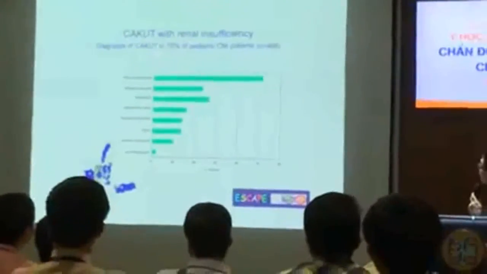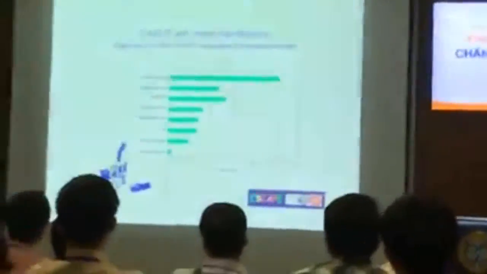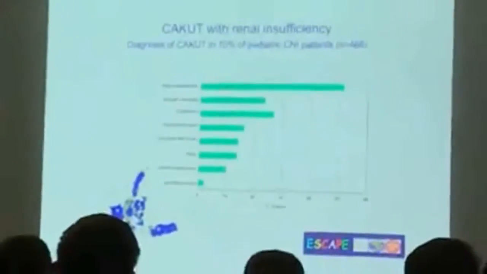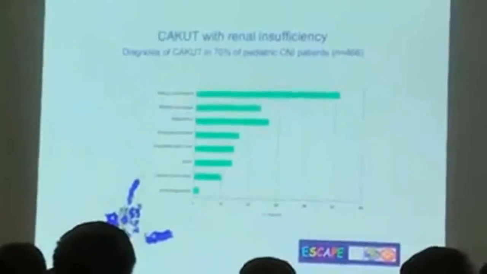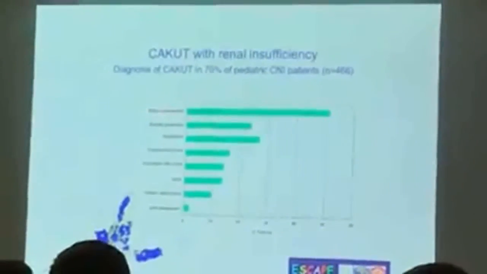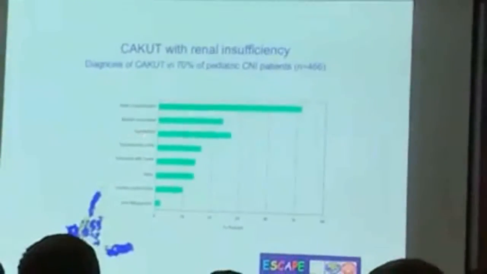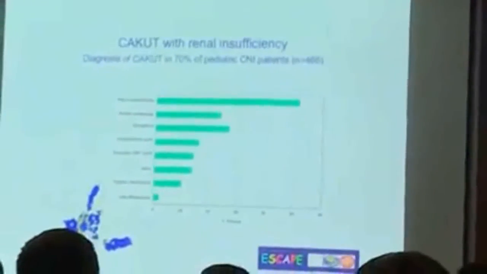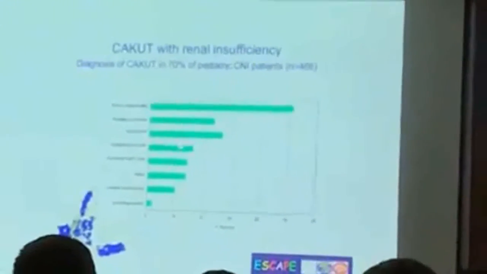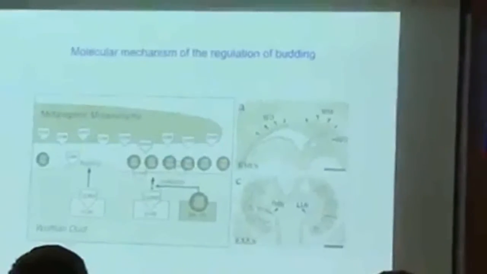Okay, and the diagnosis of this kidney disease in 70% of pediatric patients, you can see the percentage of patients is reflux is the most common. You can see over 50% of patients with reflux, and also a few cases with hypoplasia, bladder anomaly, and dysplasia with and without cyst. This is the percentage of the anomaly.